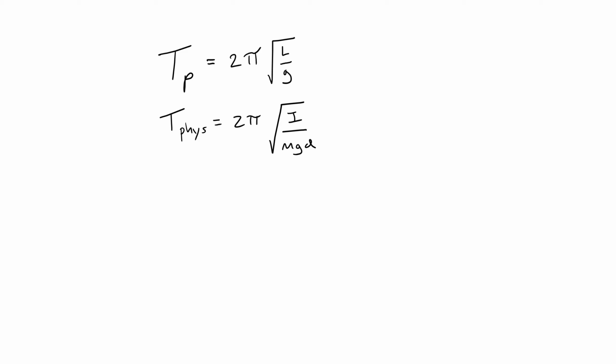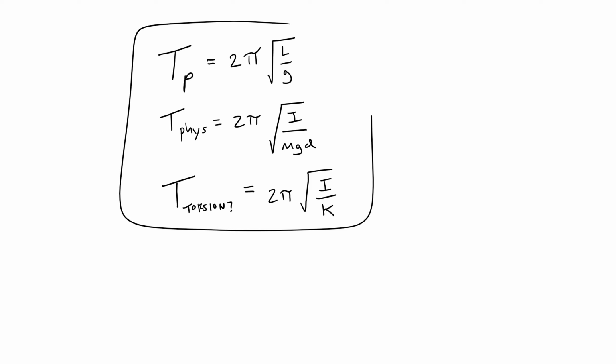And then our third period equation, torsion, I don't really know what to call it. Let's say torsional. The period for a torsional pendulum, which is going to turn out to be 2 pi times the square root of I over whatever k is. K is always going to be some constant. It's very similar to when we use like mu k in the friction force. But anyway, these are our 3 periods that we've derived.